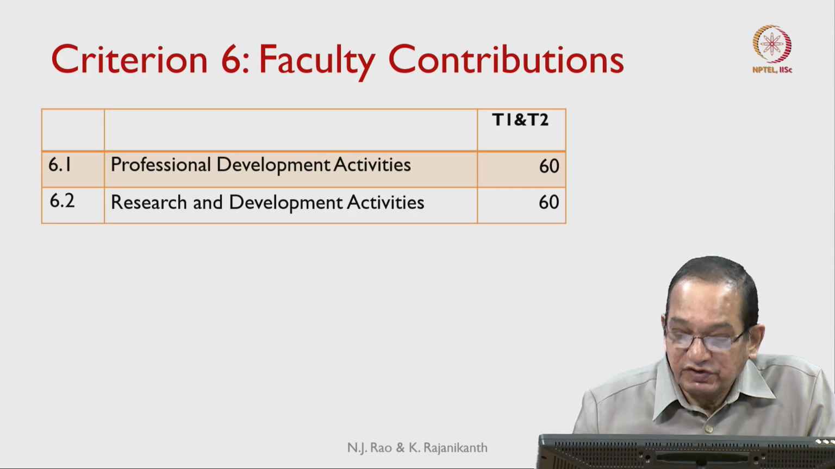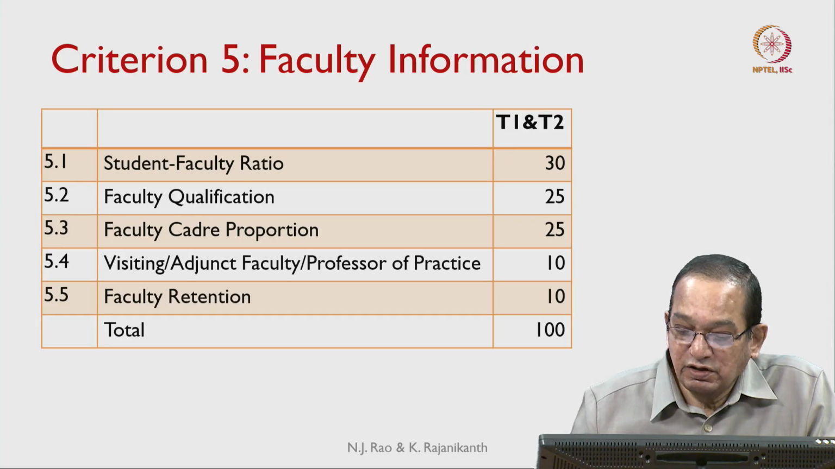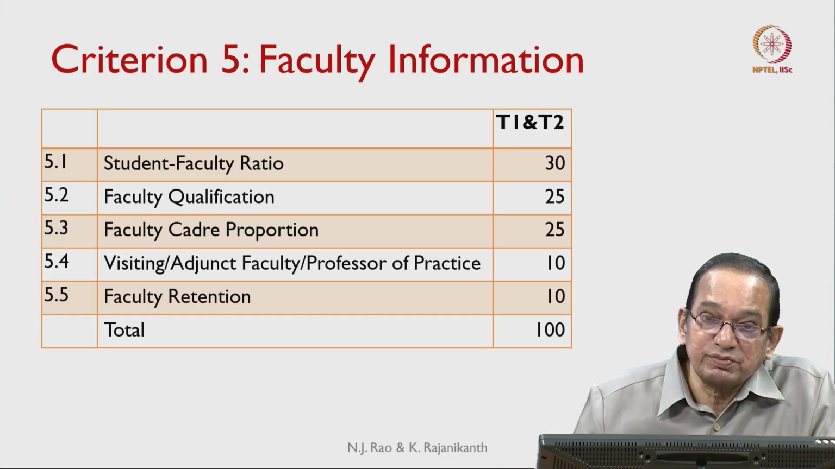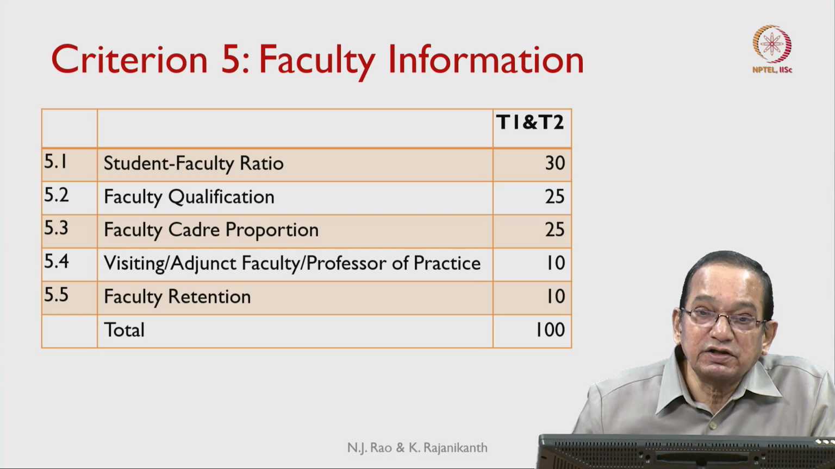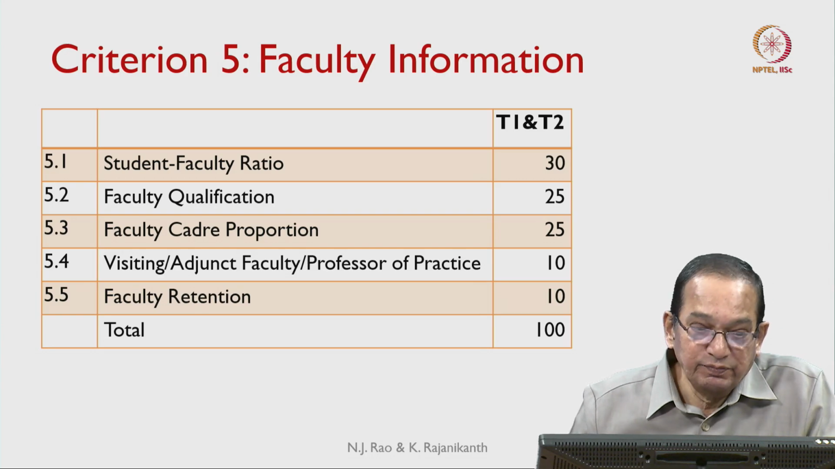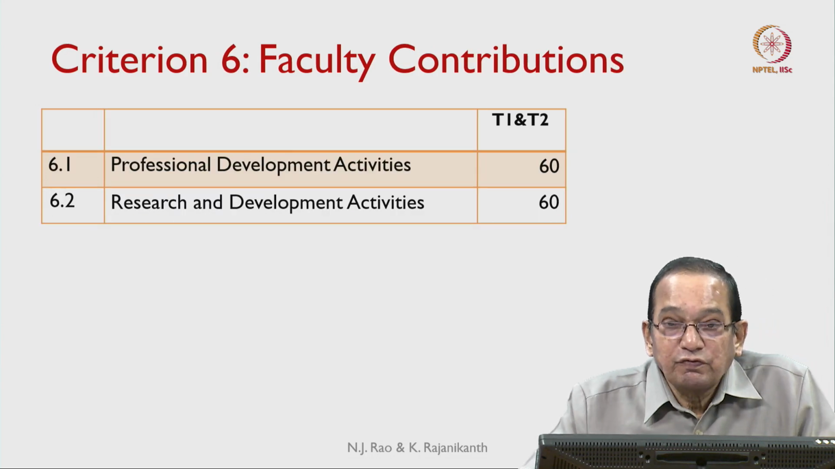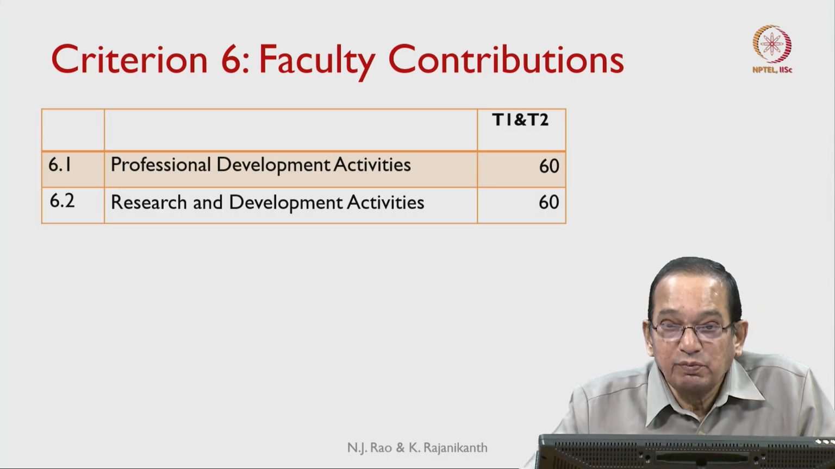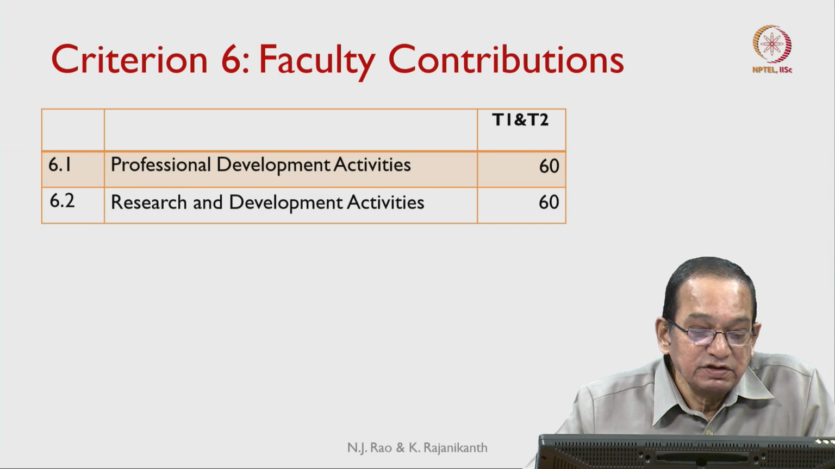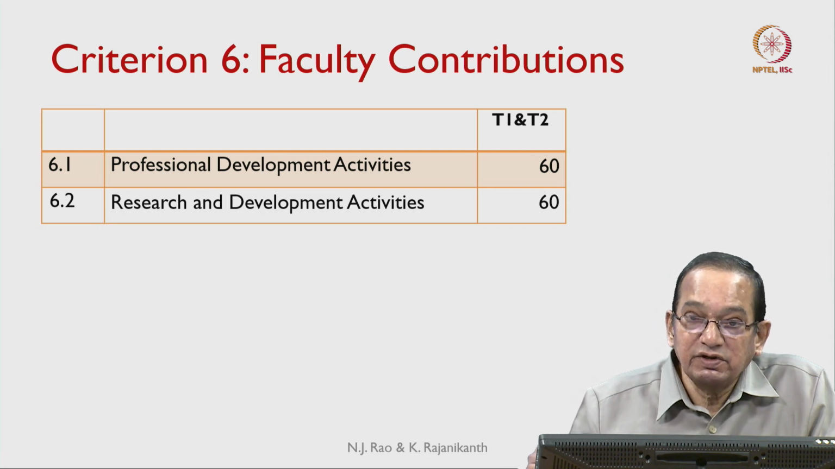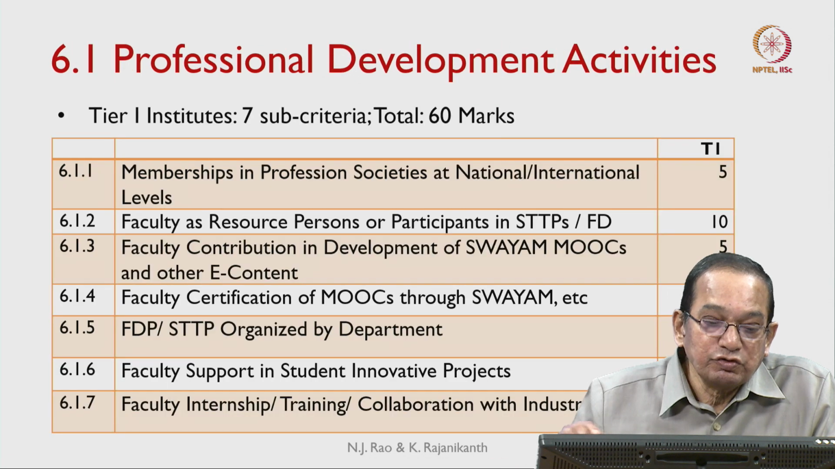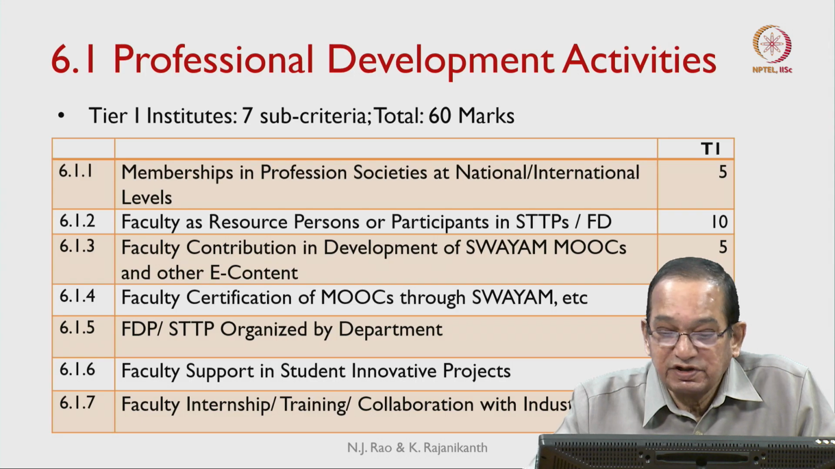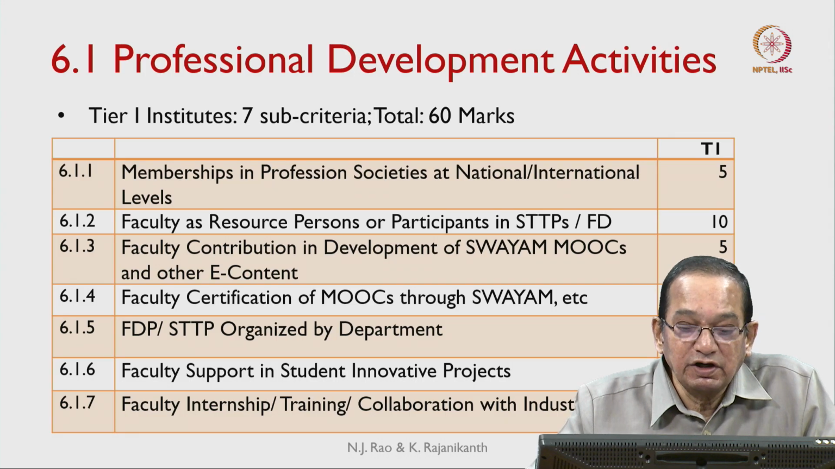So, together if you see 120 marks here and 100 marks there, 220, still substantial marks are allocated to the faculty. So, faculty contributions 120 marks, that is basically in two parts it is there, professional development activities 60 marks, then research and development activities 60 marks. So, here there is substantial difference between tier 1 and tier 2.